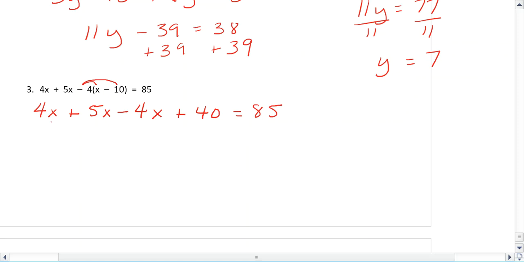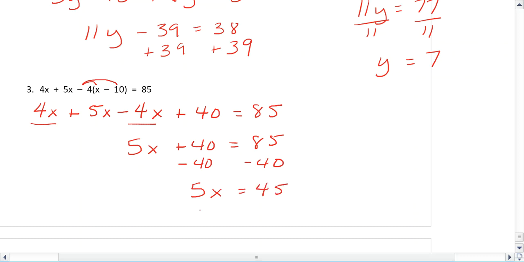All right, now combining like terms. Oh, this is kind of interesting. 4x minus 4x is gone, so I am left with 5x plus 40 equals 85. Now it's just a two-step equation, like we've done many of this kind. 85 minus 40 is 45. Divide both sides by 5. And x equals 9.